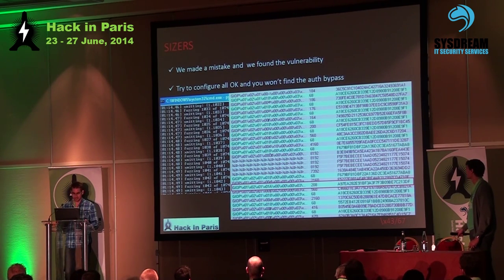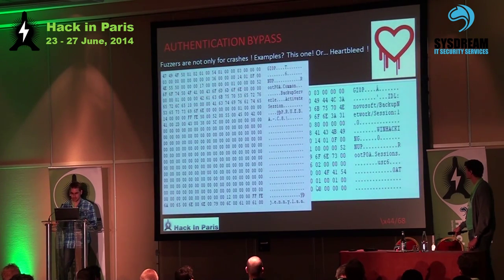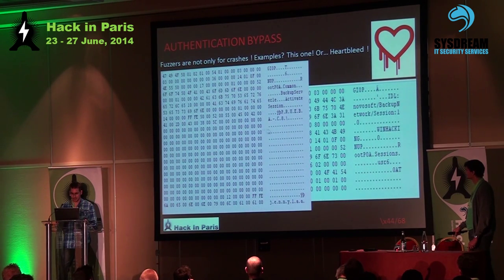As you can see here, we were fuzzing, and we were inspecting the requests and responses in the Canape log. And the responses from the server were always 68 bytes. But as you can see here, we have this interesting one with 208 bytes. And if we look at the packets, we can see that the username and the password are all zeros, and we have a valid session in the backup server. It's actually a session of user number 6.